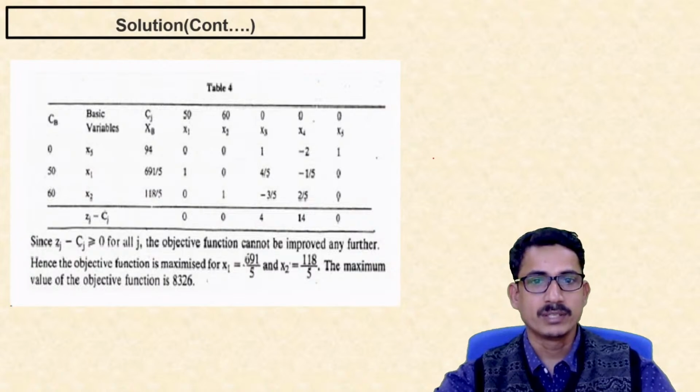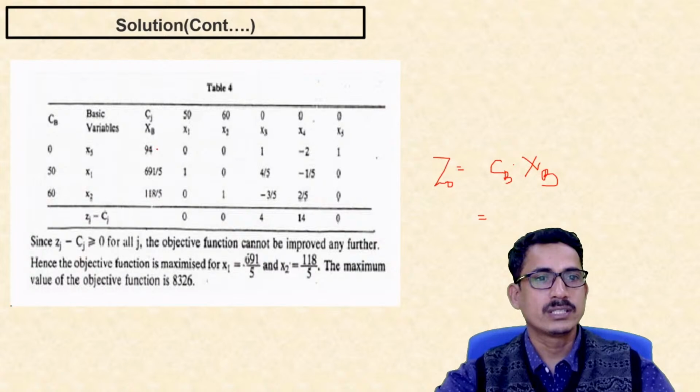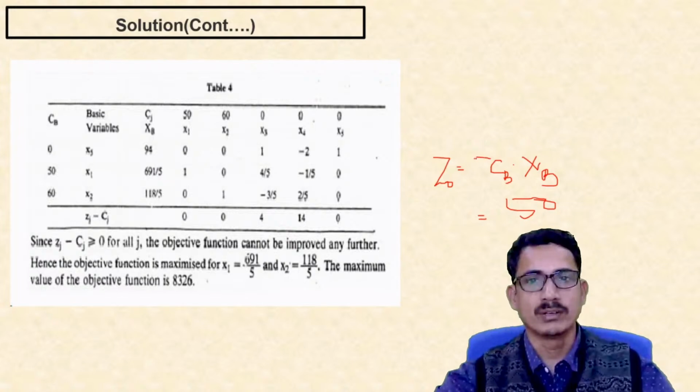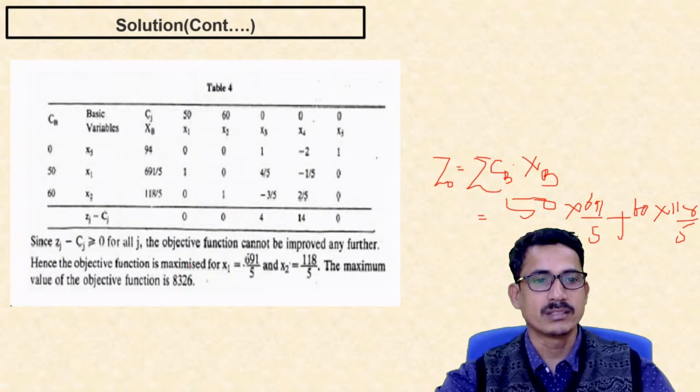Wherever you got positive, then you have to find out the value of ZO. ZO means the optimum value of Z. How to get it? The formula you know, CB into XB column. Check: the CB column is 0 into this is 0, 50 into 69, 50 into this, actually summation. 50 into 691 by 5, plus 60 into 118 by 5, you will be getting 8326 as the answer.